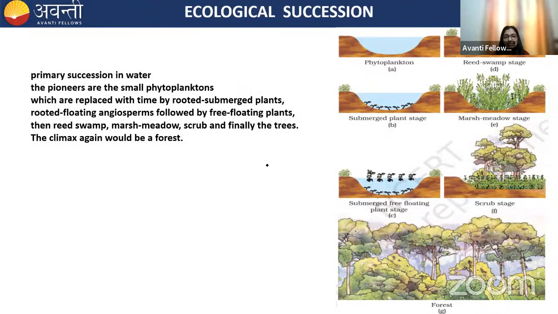Next, we are going to discuss the ecological succession in water. Here, the pioneer community is the phytoplankton. After phytoplankton, there are submerged plants. After submerged plants, there are submerged free-floating plant stages. Then there's the reed swamp stage, the marsh meadow stage, then the shrub stage, and later comes the forest, which is the climax community.